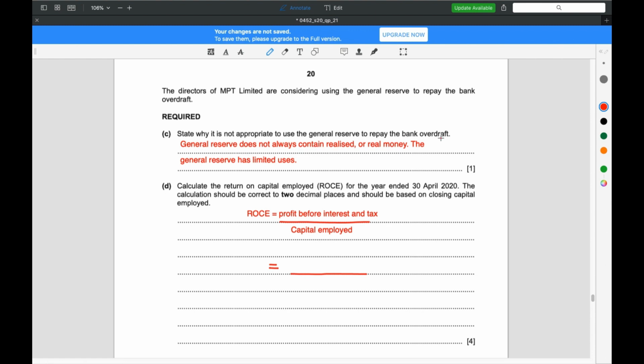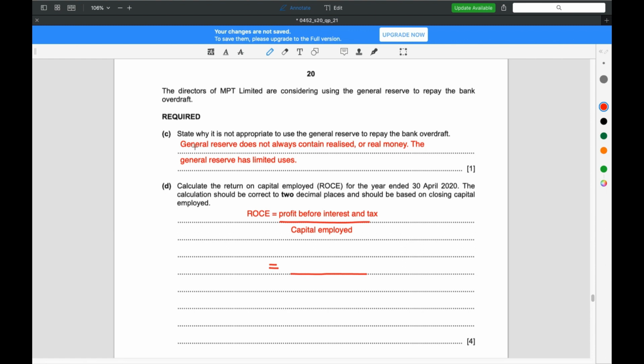Alright, so the general reserve does not always contain money in it. Sometimes you just put it in. The general reserve has limited uses, you should know that. It's used to pay legal expenses and things like that sometimes, but mostly it stays idle. It doesn't have many uses.